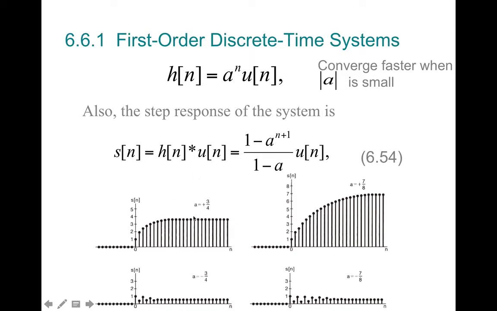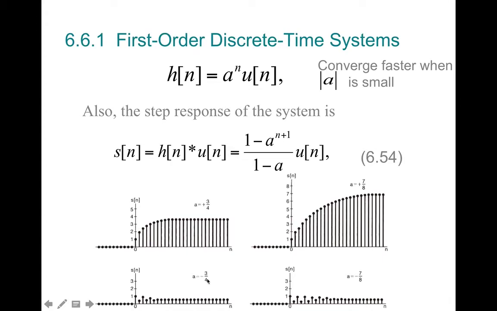And you can see that when a equals 3 divided by 4, it converges faster than when a equals 7 divided by 8. But they converge to different values. In this case, it is 1 divided by 1 minus a. So they're not necessarily 1, and that implies the system does not necessarily have unit gain.